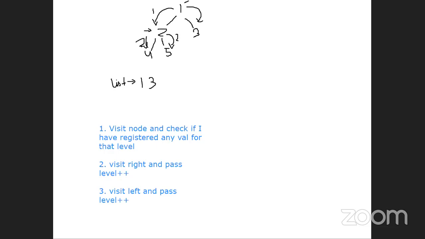I won't put 2 because it is already at level 1. We have started from 1 only. At level 1, we went to level 2. Here also, we went to level 2. Already the size of the array is 2, so that means we already have an answer for that level.